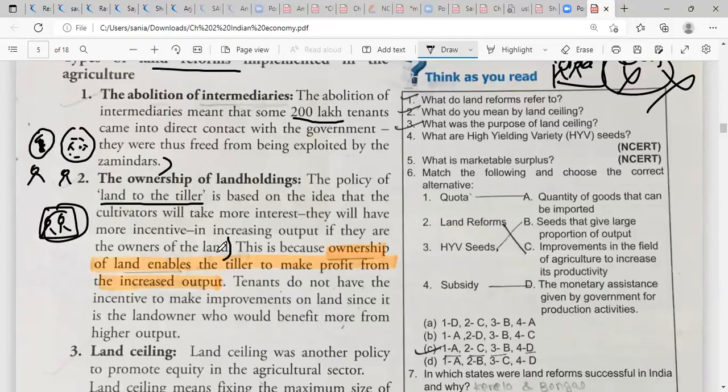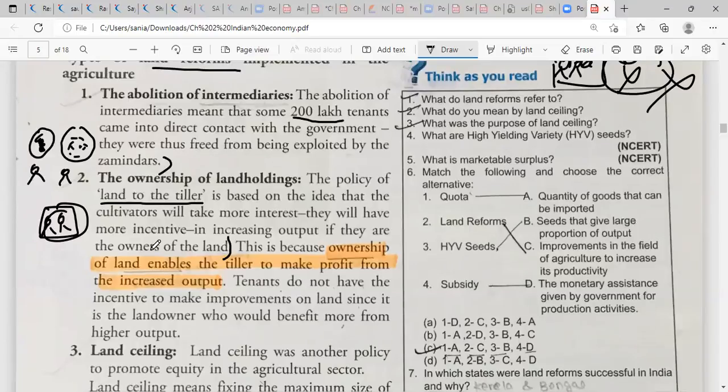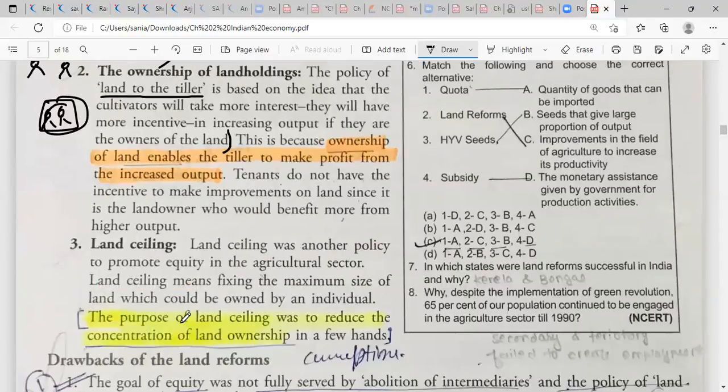Yes, ma'am. Okay. Next is land ceiling. So basically, land ceiling was another policy to pursue equity in the agriculture sector. Here you will write: land ceiling means fixing the maximum size of land which can be owned by an individual. The purpose of land ceiling was to reduce the concentration of land ownership in a few hands.